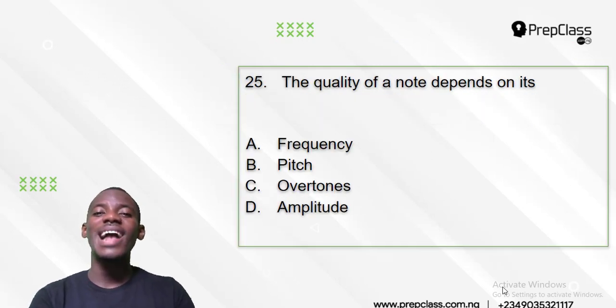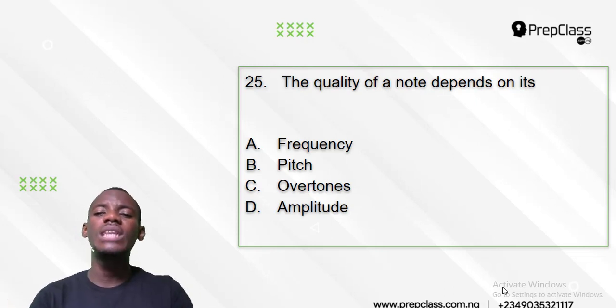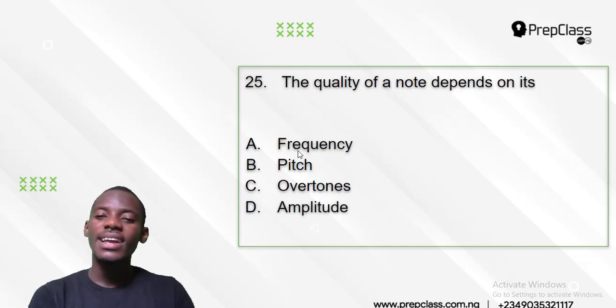Now the last question for this episode. The quality of a note on a keyboard. If you are playing a string guitar or a string instrument, the quality of the note depends on what? Is it the frequency, the pitch, the overtone, or the amplitude? This question is very, very simple. Is it the frequency?